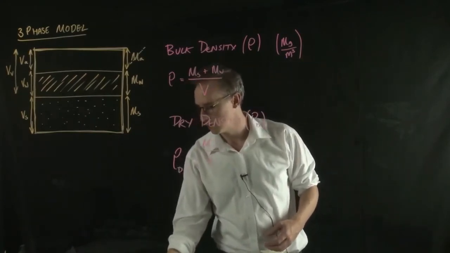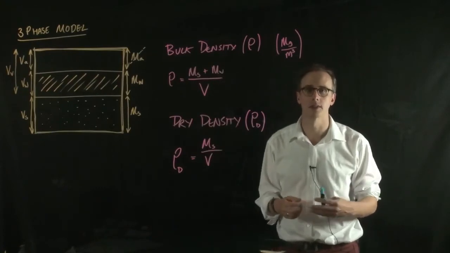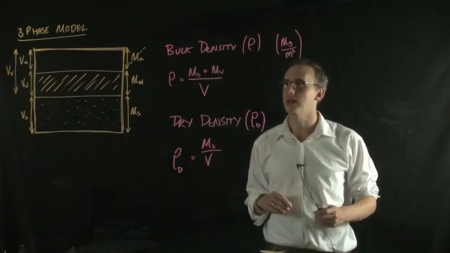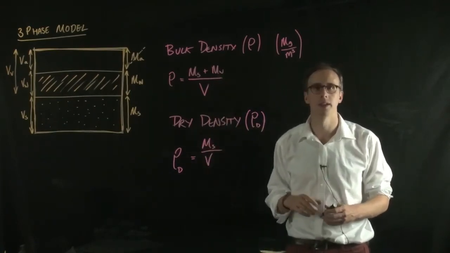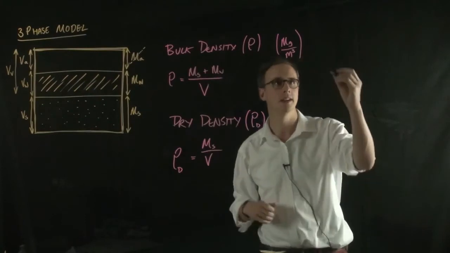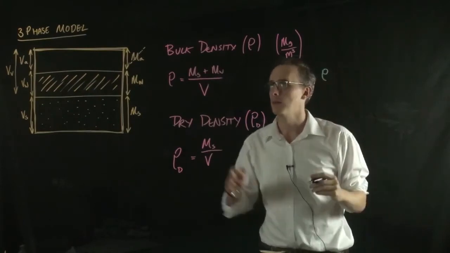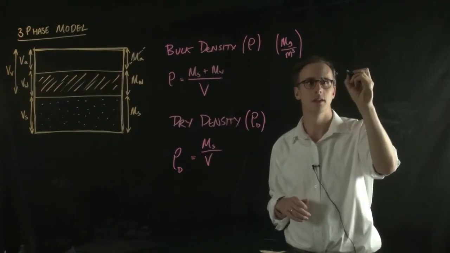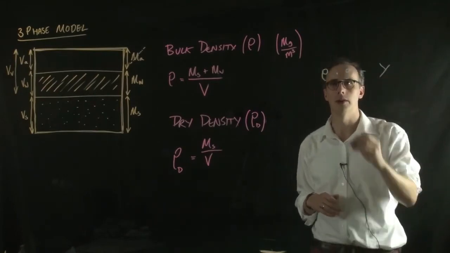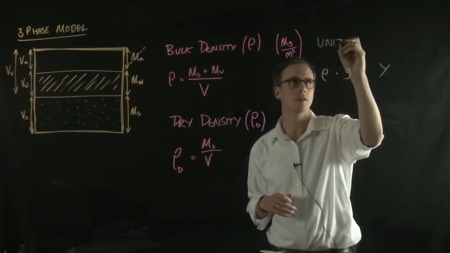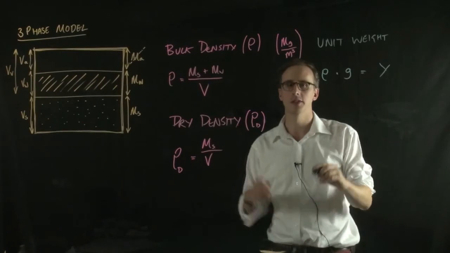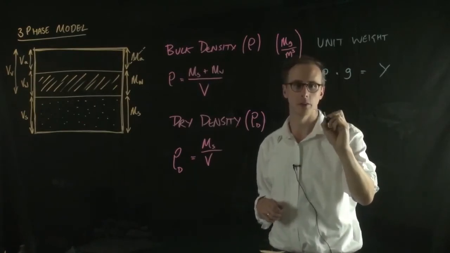So if you remember your basic physics, the force is equal to the mass times the acceleration, so F equals ma. So to turn this into a force value, we need to multiply it by an acceleration, and in this case it's the acceleration due to gravity. So if we take the bulk density and we multiply it by the acceleration due to gravity, we get a parameter called the unit weight, or gamma. So this is the unit weight of soil. And we can also do the same thing for the dry density and get the dry unit weight.